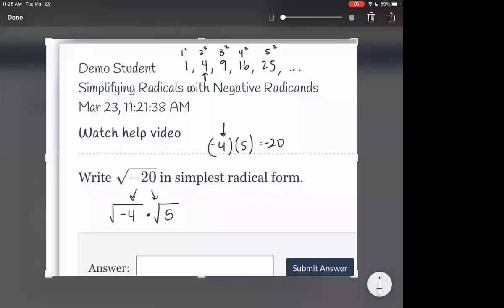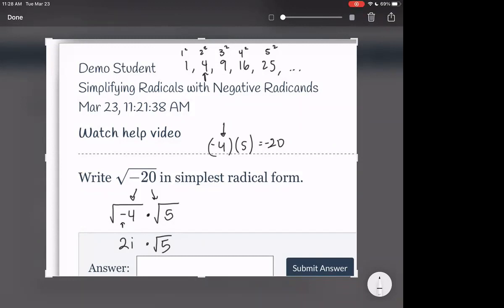The square root of 5 just stays the same as it is. However, the square root of -4, we can actually simplify. What is the square root of 4? Well, the square root of 4 is 2, but because this is a -4, we want to write 2i. So we have 2i times radical 5.